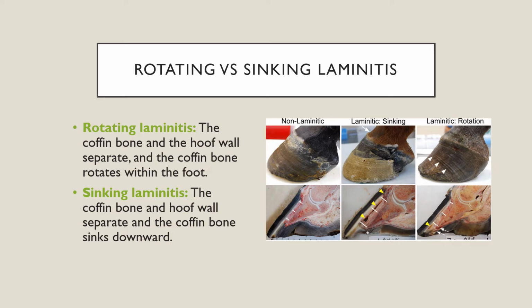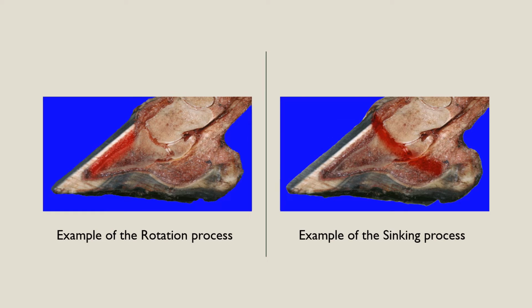There are 2 different types of laminitis, rotating and sinking laminitis. Rotating laminitis is when the coffin bone and the hoof wall separate and the coffin bone rotates within the foot. Rotating is the most common type of hoof wall movement and is easier to manage in most cases. However, sinking laminitis is when the coffin bone and hoof wall separate and the coffin bone sinks downward. It is often more life-threatening than rotating. It is also possible for the coffin bone to penetrate the sole of the hoof. We can see from the 2 diagrams the process of both rotation and sinking during laminitis.